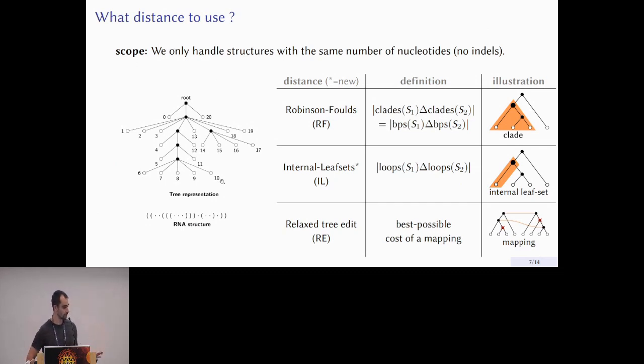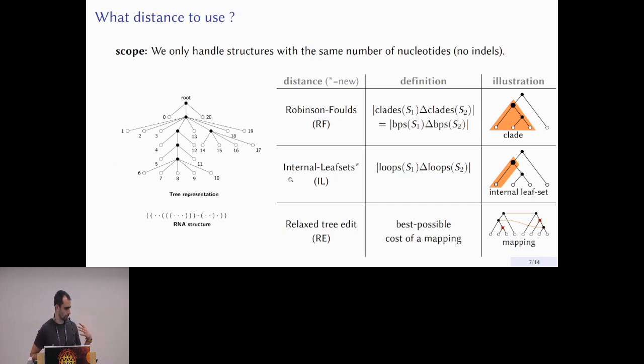And given this tree representation, the 3 distances we worked on are the Robinson-Foulds distance, which is perhaps the most famous example of distance for trees. It's defined as the size of the symmetric difference of the set of clades in the tree, where a clade is the set of leaves that are descendants of a given node. But seen in terms of RNA structures, it's also the symmetric difference of the sets of base pairs. So it's what's called the base pair distance in the RNA community.